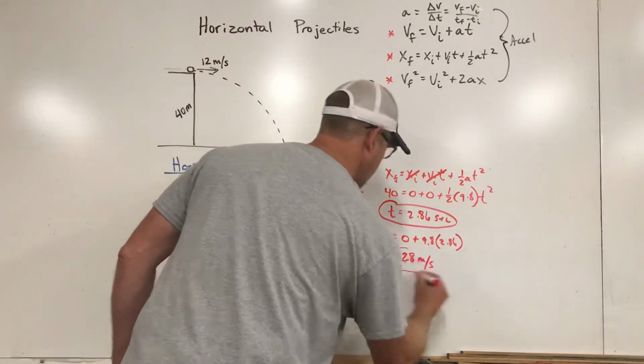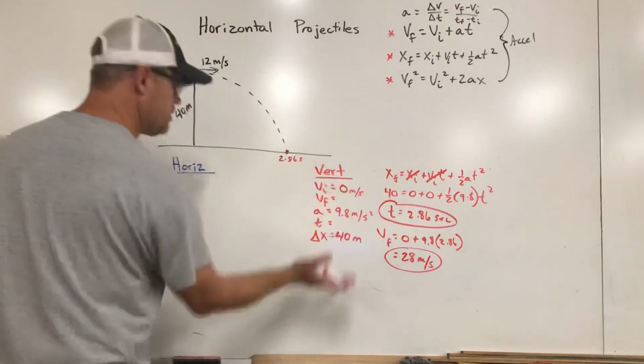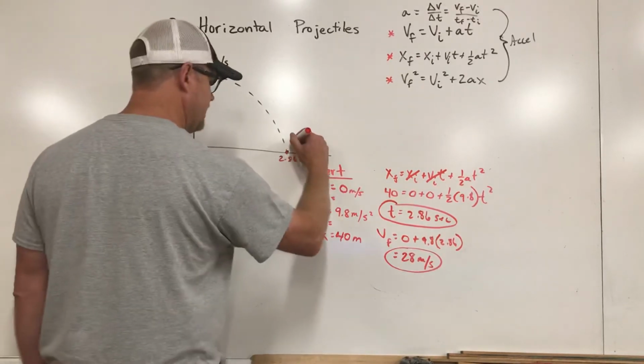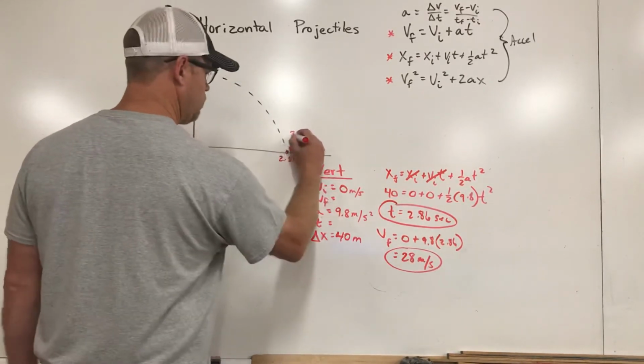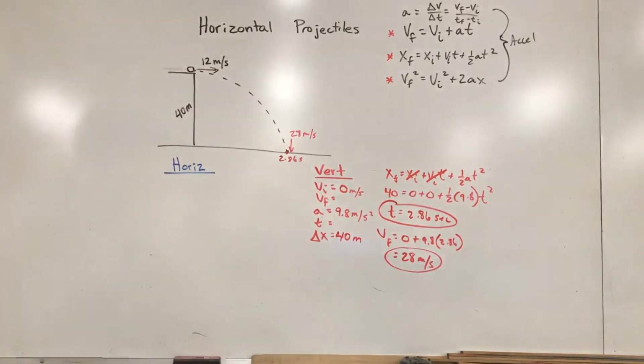Okay. Now, I want you to think briefly about what that means. I'm dealing with the vertical situation. So it means it's going to hit at 2.86 seconds and it's traveling downward at 28 meters per second right when it hits the ground. But that's only the downward component. It's how fast it's moving towards the earth. It doesn't have anything to do with how fast it's moving horizontally. So I basically figured everything I can out about that vertical situation.